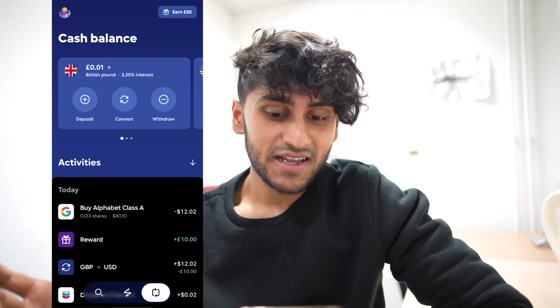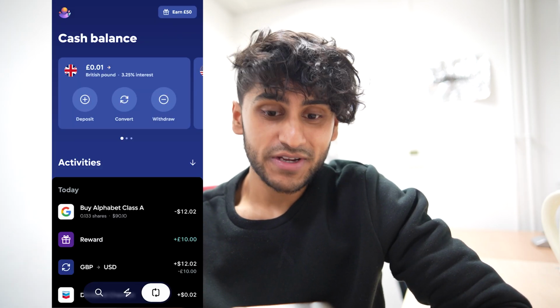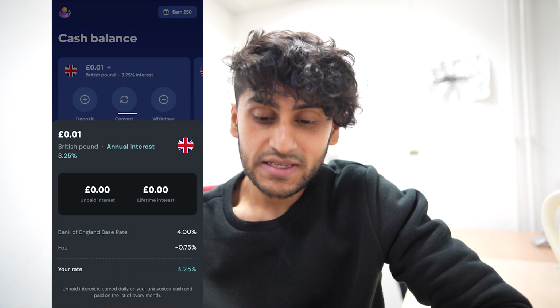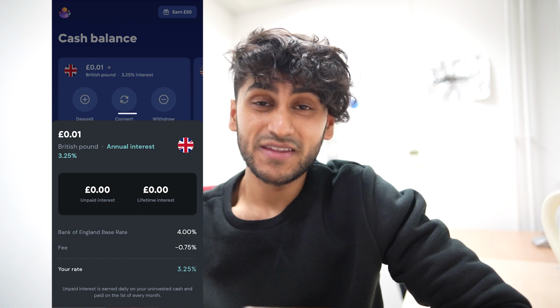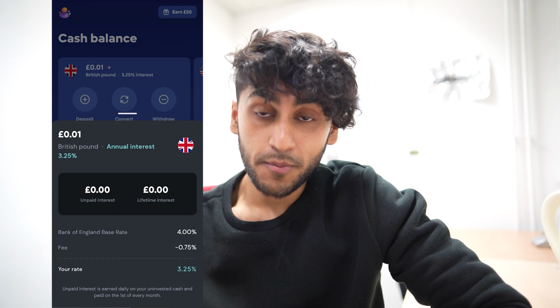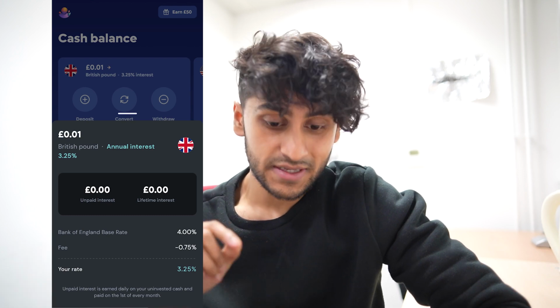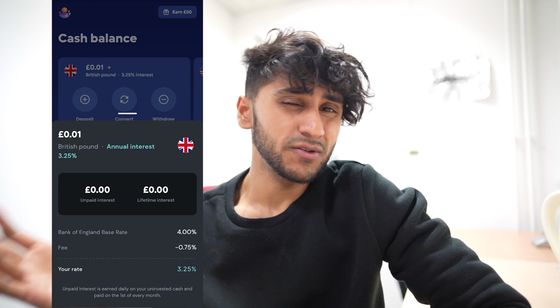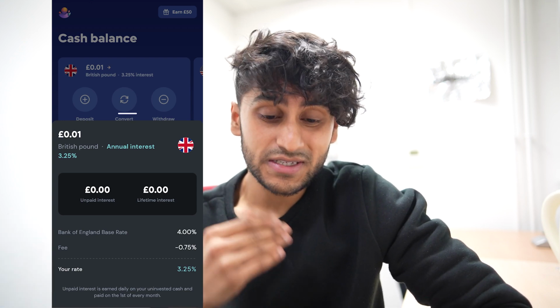So the thing that sets Lightyear apart is the fact that you earn interest on any cash balances that you have, and this interest is actually only 0.75% lower than the central bank interest rates. So for example, currently the Bank of England base rate is 4%, and you're earning 3.25% from your cash balance. You don't have to actually do anything. You can opt out if you want to due to tax reasons. However, all you have to do is just deposit money.